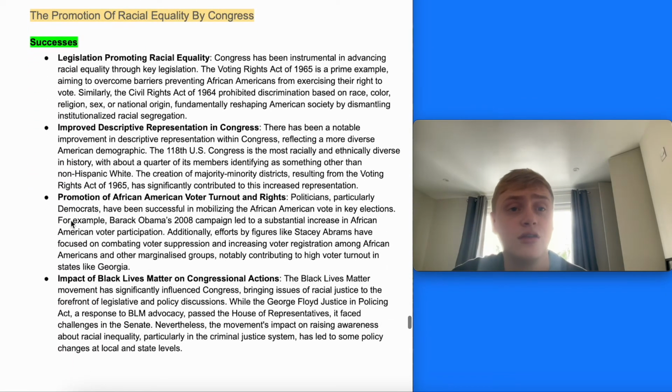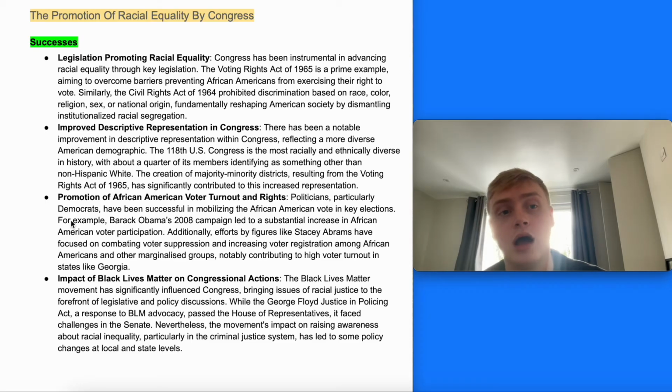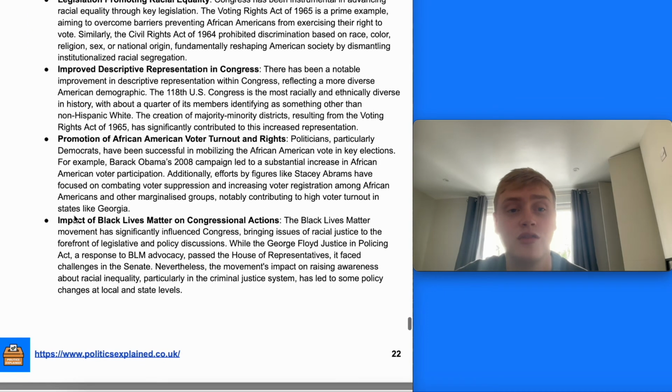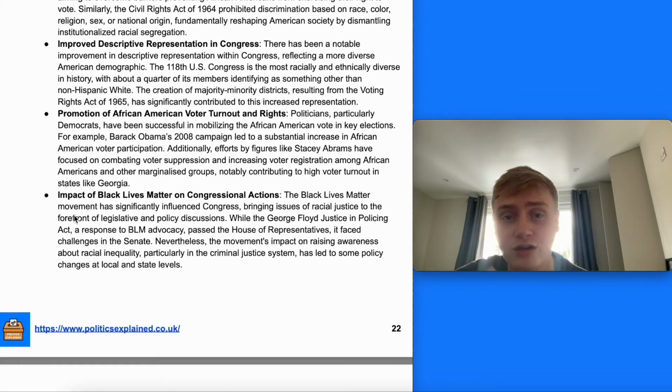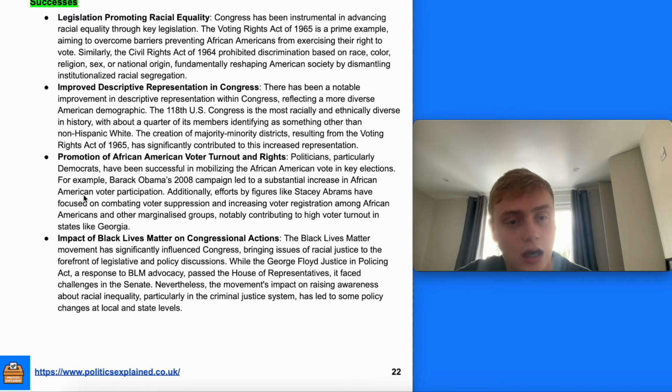Looking now at the promotion of racial equality by Congress, it can be argued that Congress has been successful in promoting racial equality through legislation such as the Voting Rights Act and the Civil Rights Act. Again, all of this we looked at in more detail in the previous video, so have a look at that one as well. Successes include improved descriptive representation in Congress, promotion of African American turnout and rights, for example Stacey Abrams combating voter suppression and promoting turnout in Georgia in the 2020 election, and also the impact of Black Lives Matter on congressional actions, which has significantly increased Congress bringing issues of racial justice to the forefront of legislative and policy decisions.